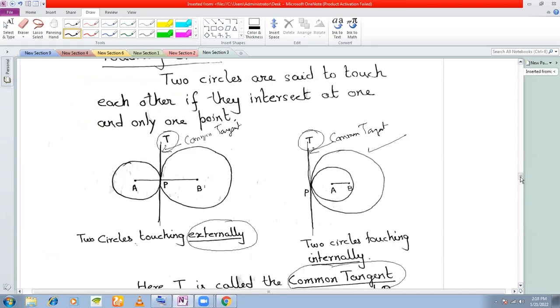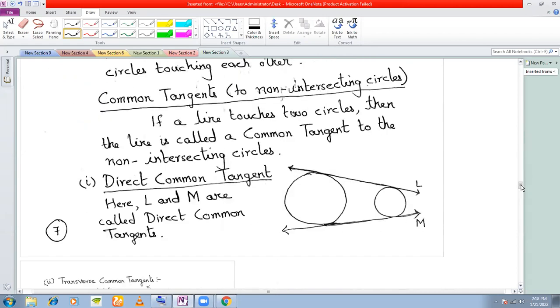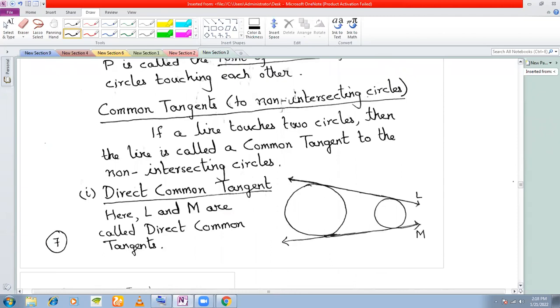What is the case of common tangents when the circles do not touch or intersect each other? This is the case. If you have tangents drawn in this manner for two circles which neither touch nor intersect each other, then this type of tangent is called a direct common tangent. Why common? Because these two lines are common to both the circles.